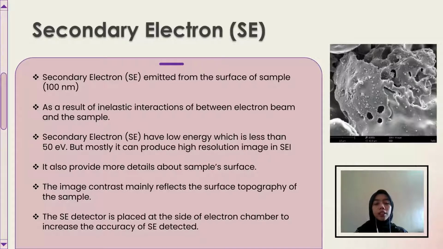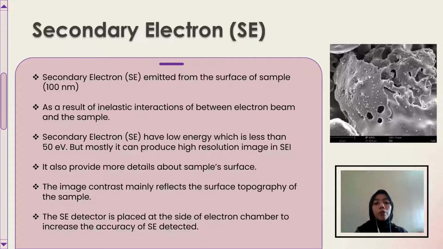First is secondary electron, SE. Secondary electron is a result of inelastic interaction between electron beam and the sample. It is emitted from the surface of the sample within a depth of 100 nanometers because it has low energy, which is less than 50 electron volts, but mostly it can produce a high resolution image in secondary electron imaging.